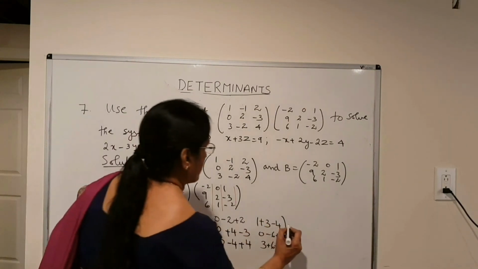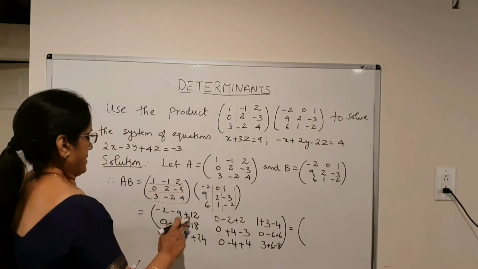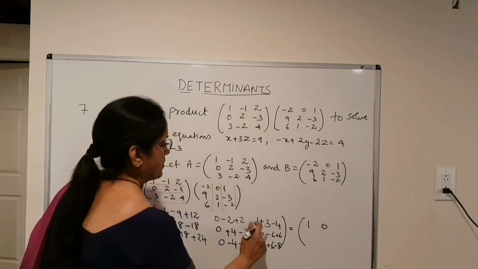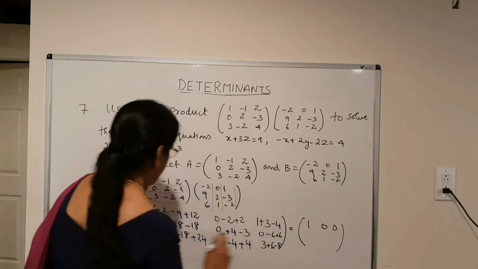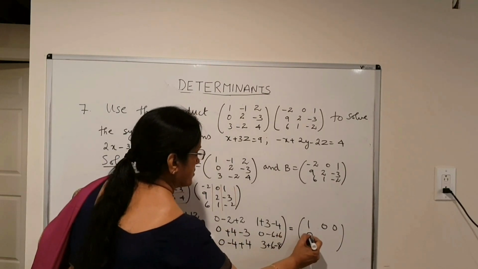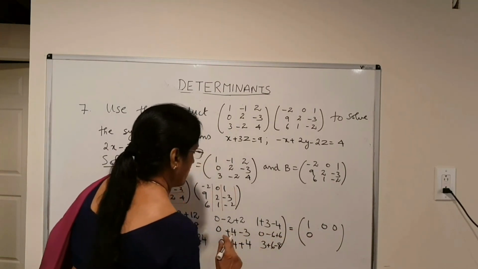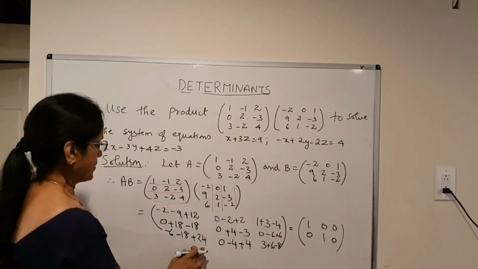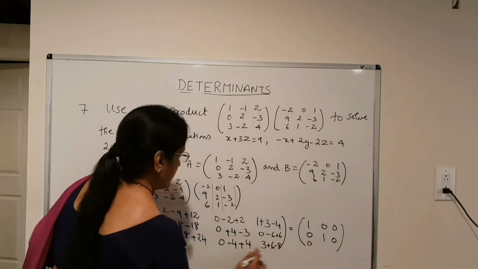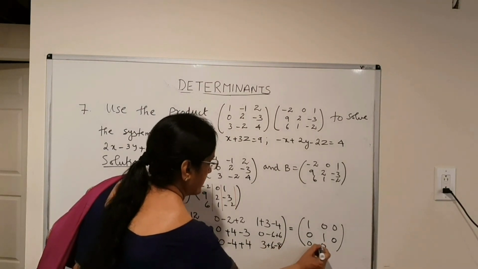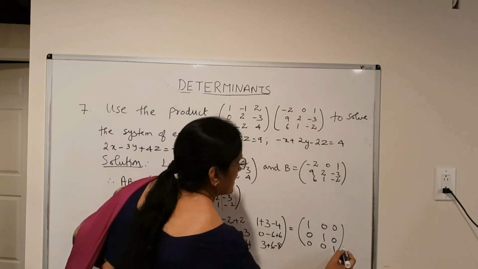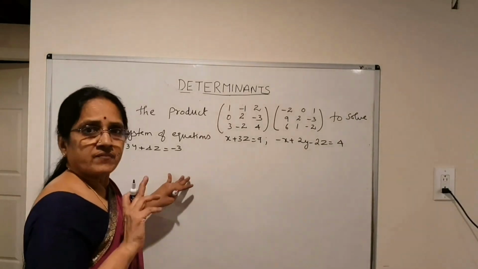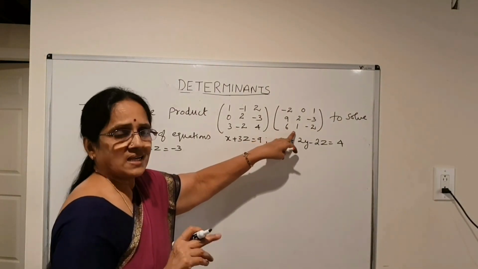Now, when I simplify this, I will be getting 12 minus 11, 1. 2 minus 2, 0. 4 minus 4, 0. Then 18 minus 18, 0. 4 minus 1, 4 minus 3, 1. 6 minus 6, 0. Here 24 minus 24, 0. 4 minus 4, 0. Then 9 minus 8, 1. That is, I am getting the identity matrix of order 3. That is I. So, we got the product matrix as I3.